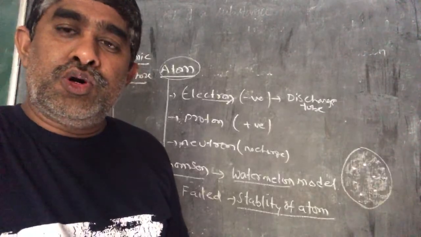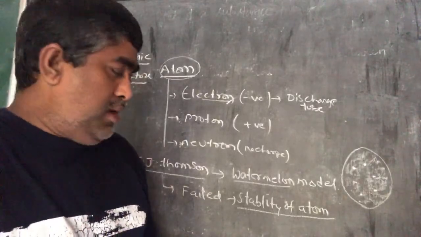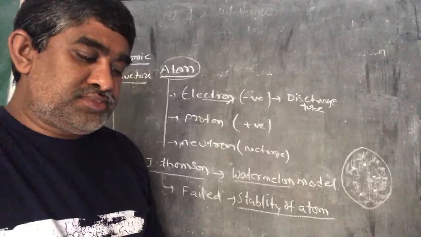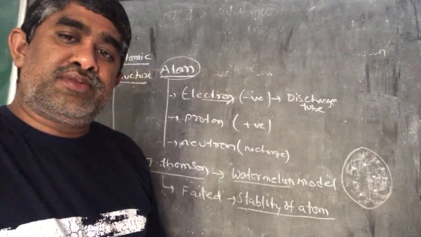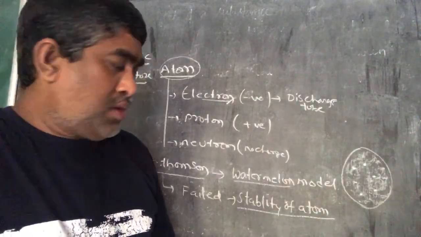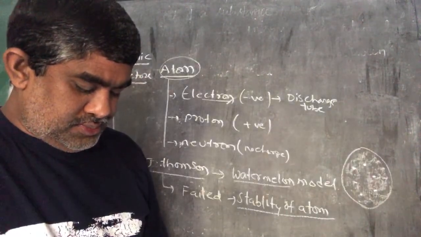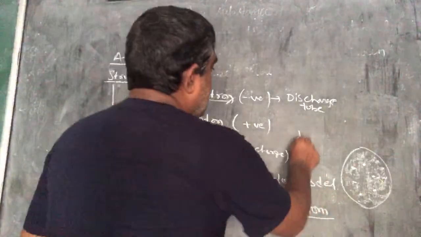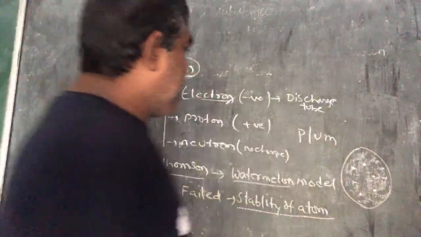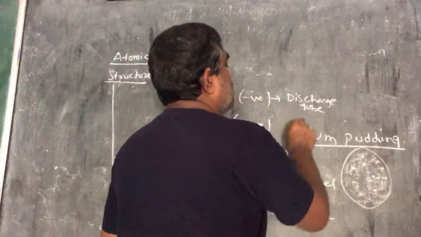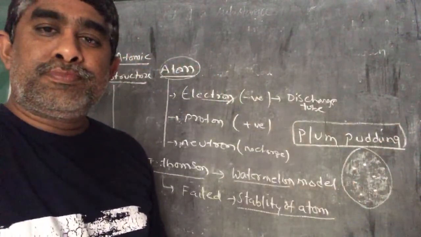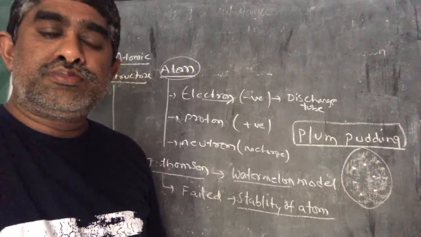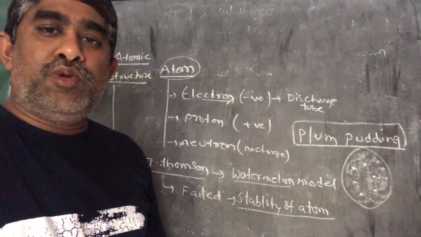So J.J. Thomson model is also called the watermelon model, or plum pudding model.